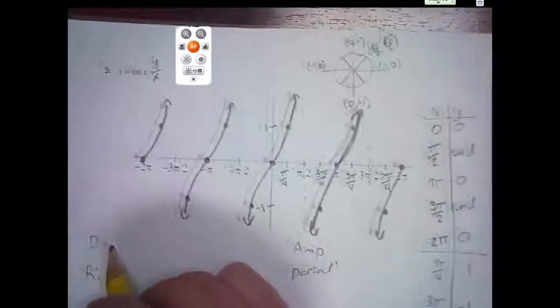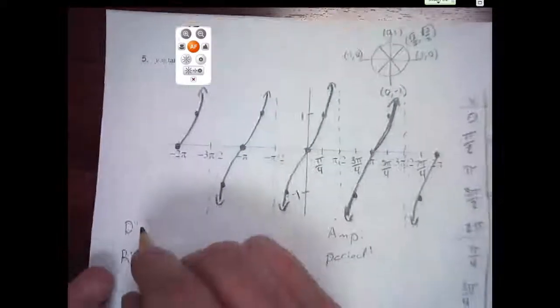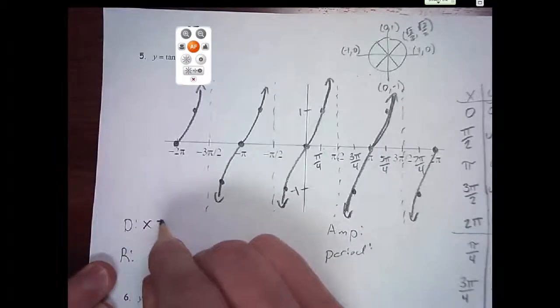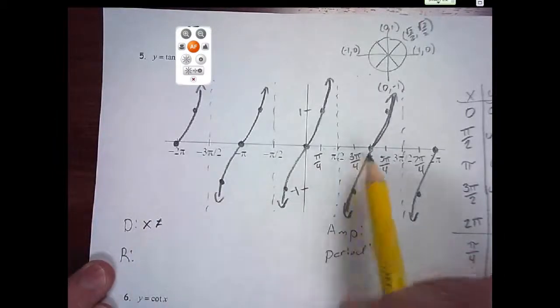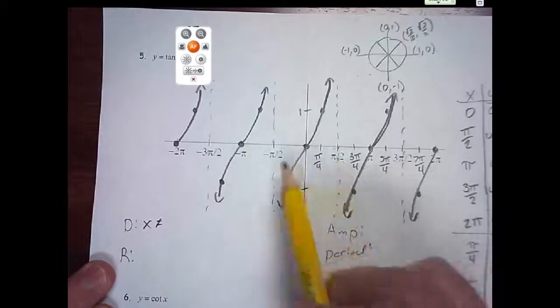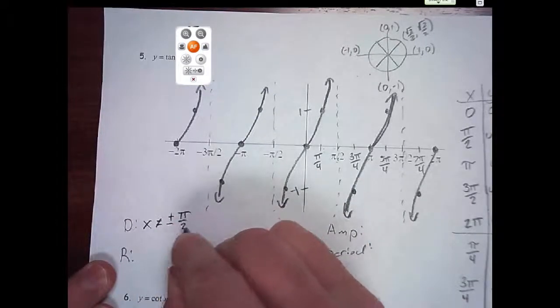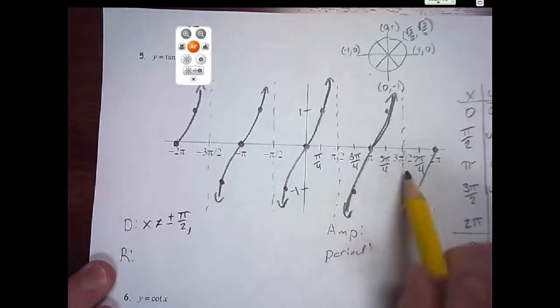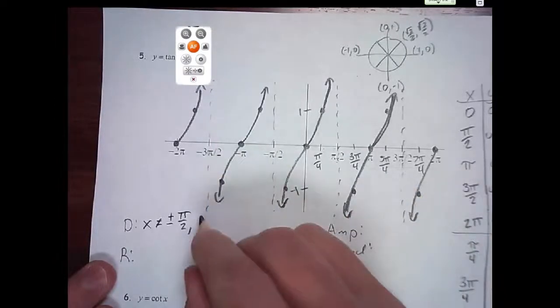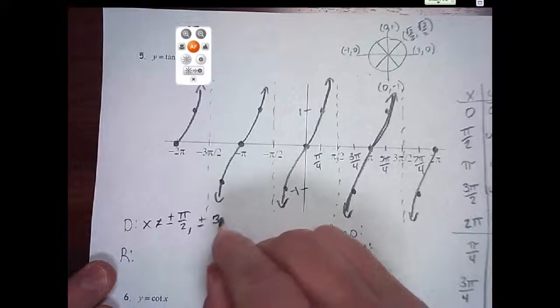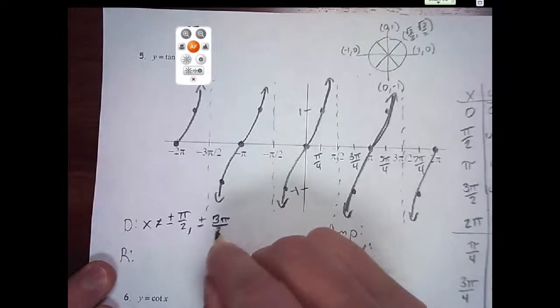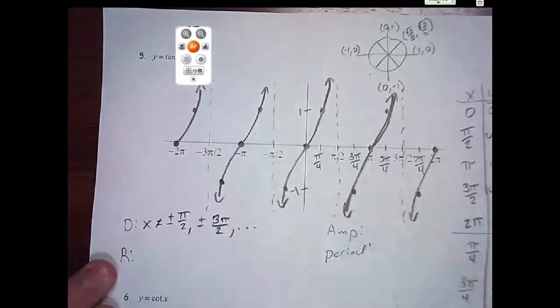Okay, domain is going to be done kind of like secant. So it's going to be x cannot equal your asymptotes again. So pi over 2 and negative pi over 2. So I'm just going to go plus minus pi over 2. Okay. Plus minus 3 pi over 2, comma, dot, dot, dot, because it keeps going.